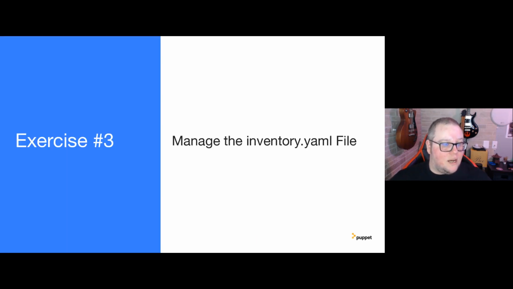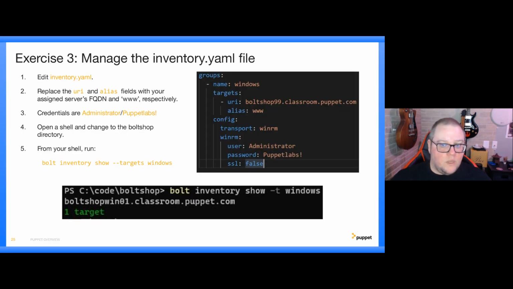So let's work on managing that inventory file for the next step. So we're going to open up the code editor of your choice. Any example here is VS Code. And we're going to edit that inventory file. Why? Well, we need to do one thing here. That URI that says Bolt Shop 99, that's not your server.